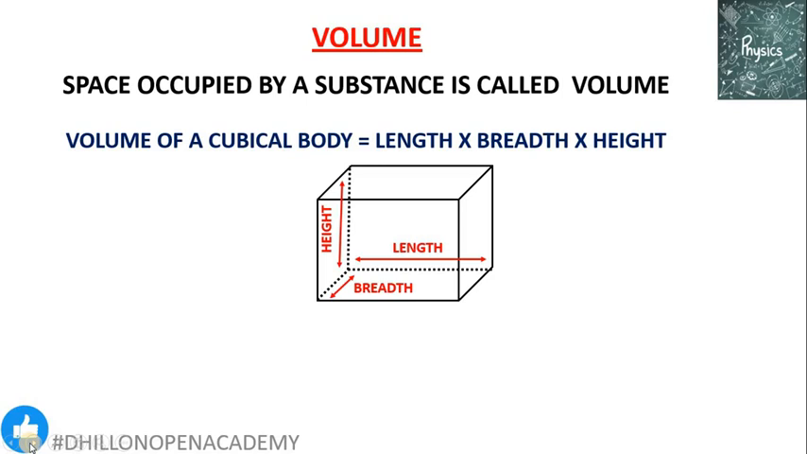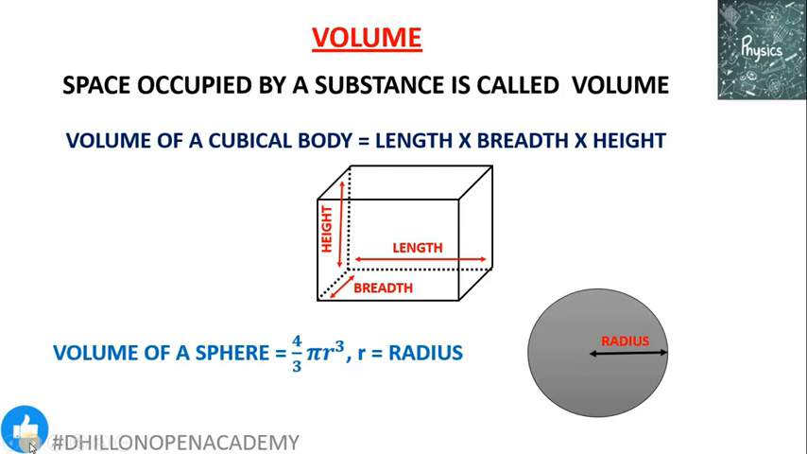For example, when we talk about the volume of a cubical body, it is given by the formula length into breadth into height, whereas the volume of a sphere is given by the formula 4 by 3 pi r cube, where r is the radius. So, how much space is totally available inside a given object? We call that its volume.